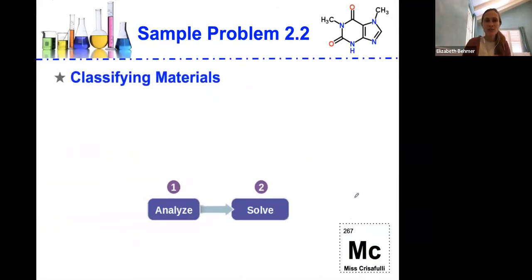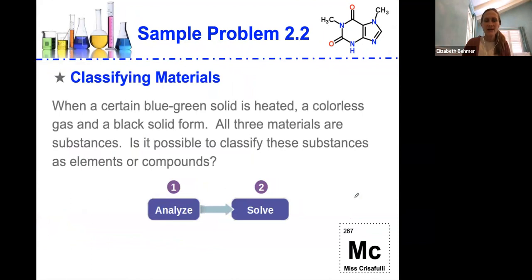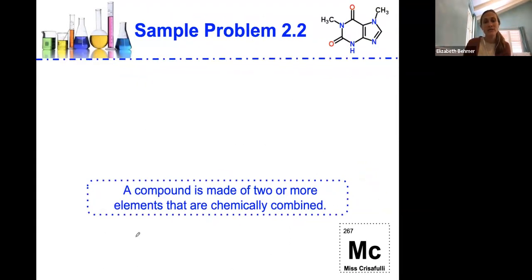So let's go through a sample problem classifying materials. When a certain blue-green solid is heated, a colorless gas and a black solid form. All three materials are substances. Is it possible to classify these substances as an element or a compound? Let's use our steps and analyze the problem, and then we'll solve it.